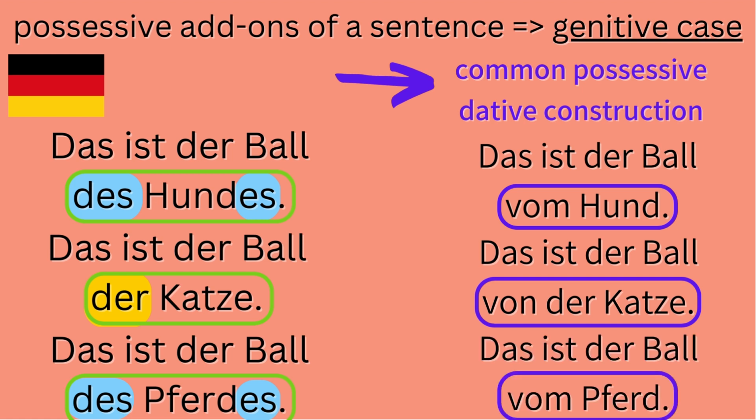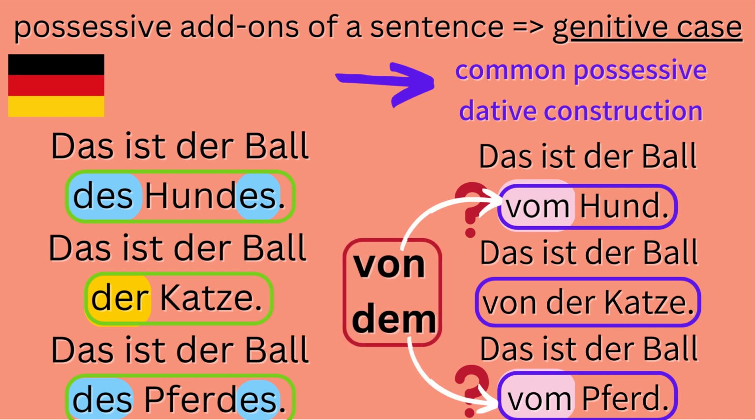Now you probably wonder, like, why is it vom and where's my definite article here? That's because vom is actually a contraction of von dem. So technically it would be das ist der Ball von dem Hund, but it sounds really awkward, so Germans just pull those two words together, contract them into vom.